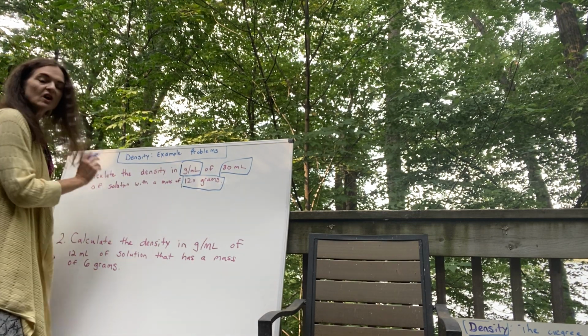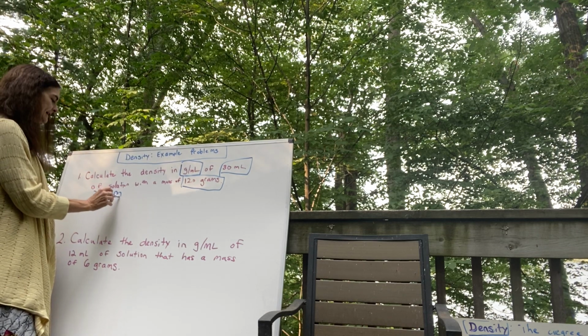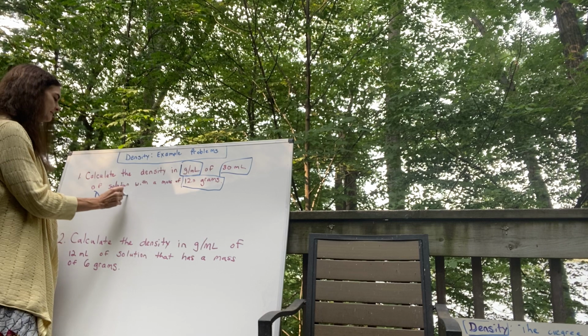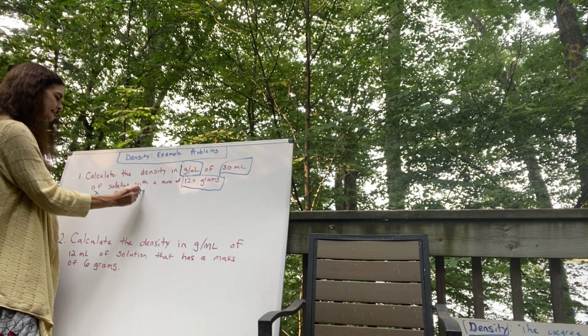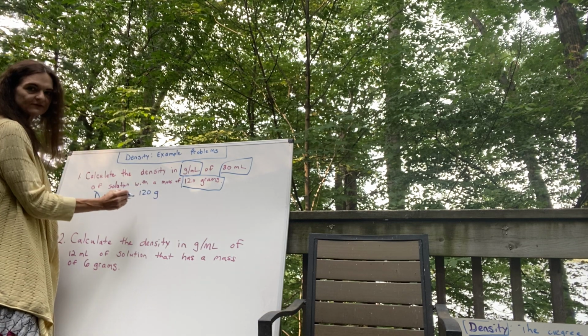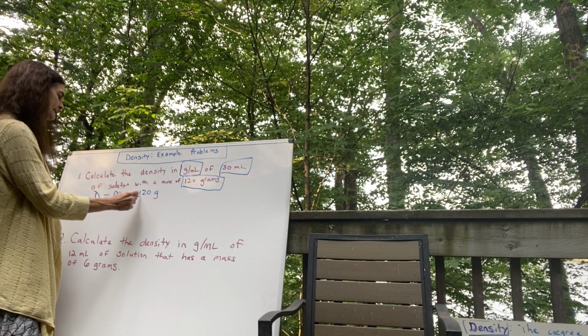Okay, so then a good habit to get into is to write out your formula first. Density equals mass divided by volume. Then you substitute in the numbers that you have. So in this case, we have a mass of 120 grams. I'll put G for grams. Keep your units on all the time, and then you won't forget to include them at the end.